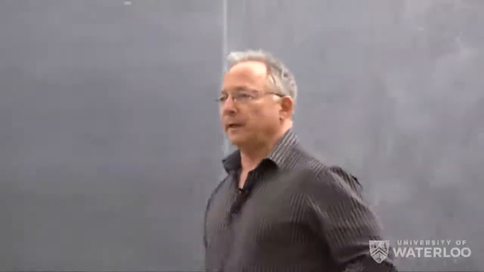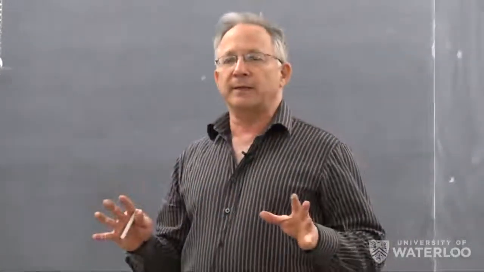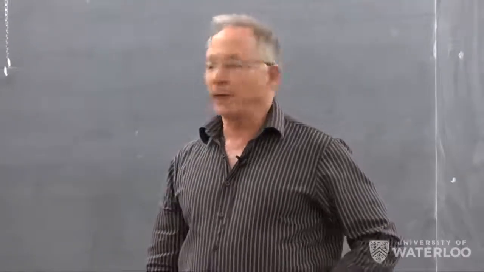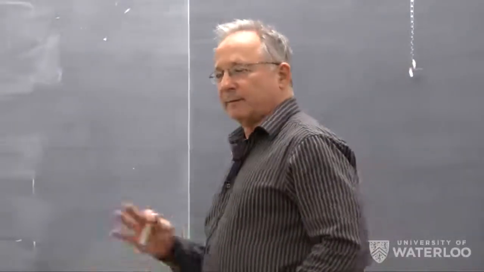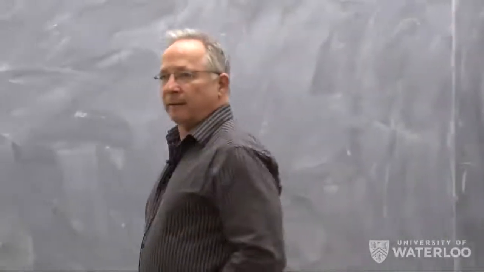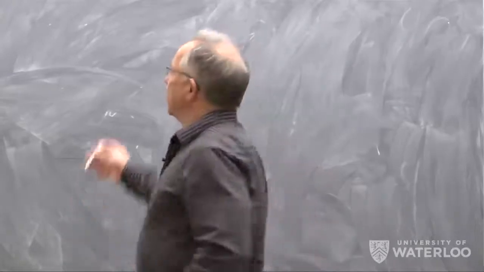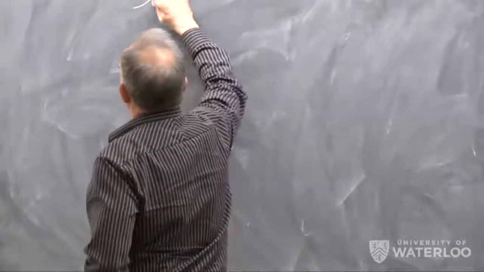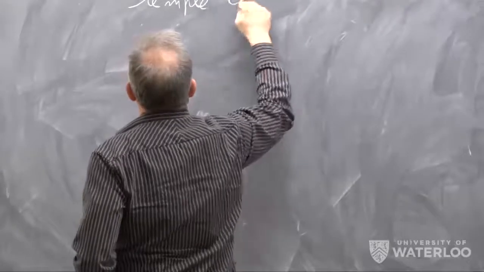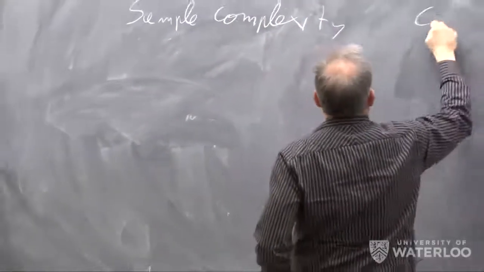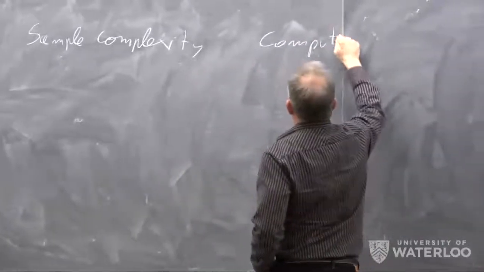So last time, let's look at the big picture for a while. We started by looking at the machine learning problem. We defined our problem, and then we said that there are two important resources. One of them is sample complexity, and the other one is computational complexity.